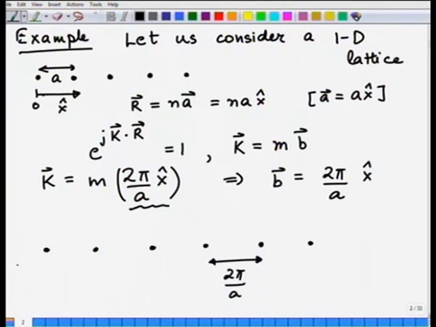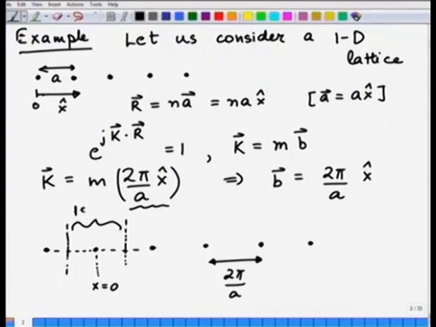So, if I am looking for the Brillouin zone, remember what we do. This is x equal to 0. We take perpendicular bisectors to these lattice vectors. Here is a lattice vector for m equal to 1, and here is the lattice vector for m equal to minus 1, and if I take perpendicular bisectors to it, then this is my first Brillouin zone.